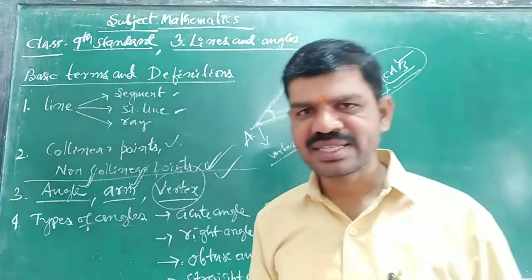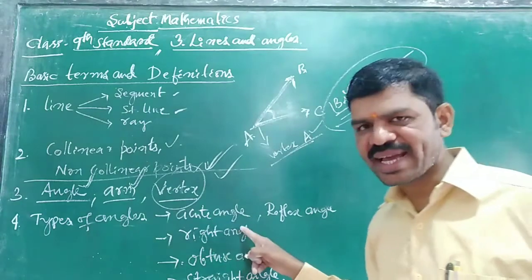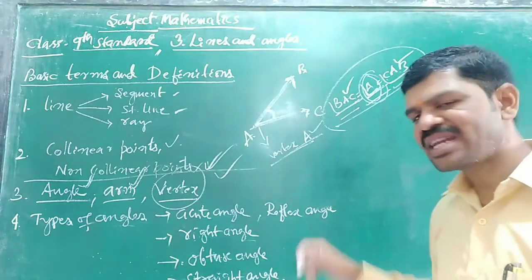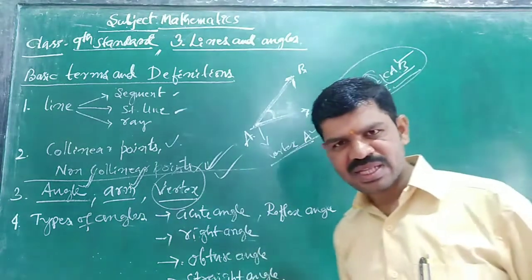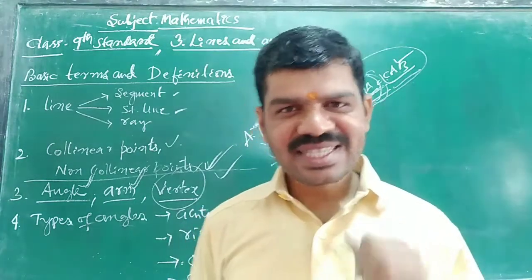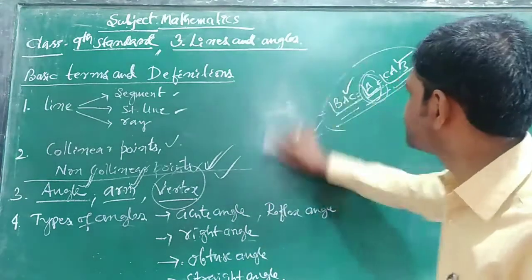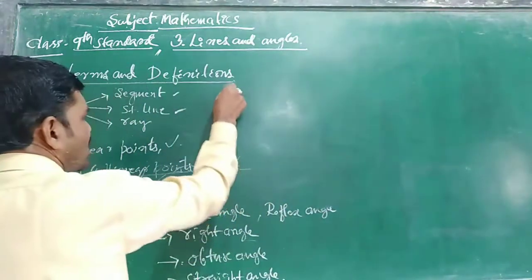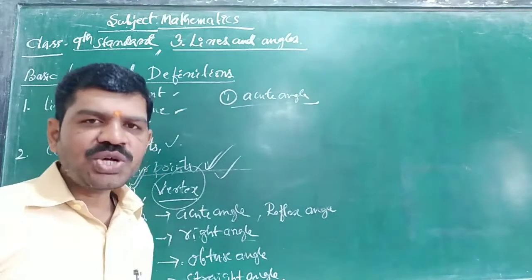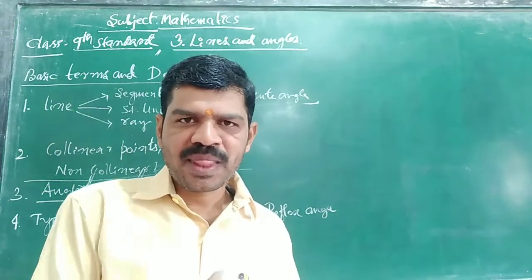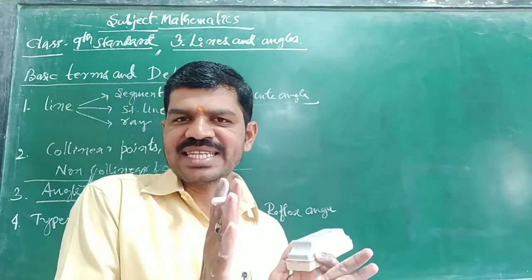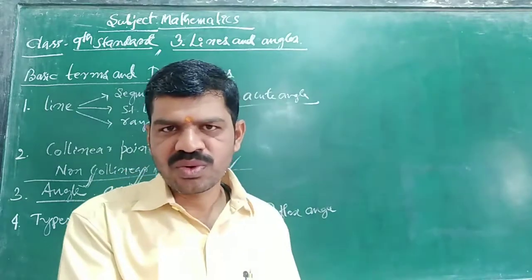There are many types of angles. It is written here: acute angle, right angle, obtuse angle, straight angle, reflex angle. 1, 2, 3, 4, 5. There are 5 basic types of angle given here. Let us understand what they are. See here, first one, acute angle. Acute angle is an angle which starts from 0 degree up to 90 degree. Not exactly 90 degree, below 90 degree, above 0 degree.